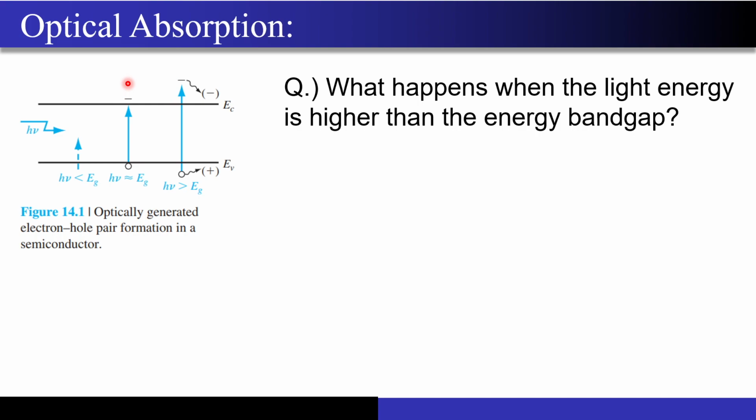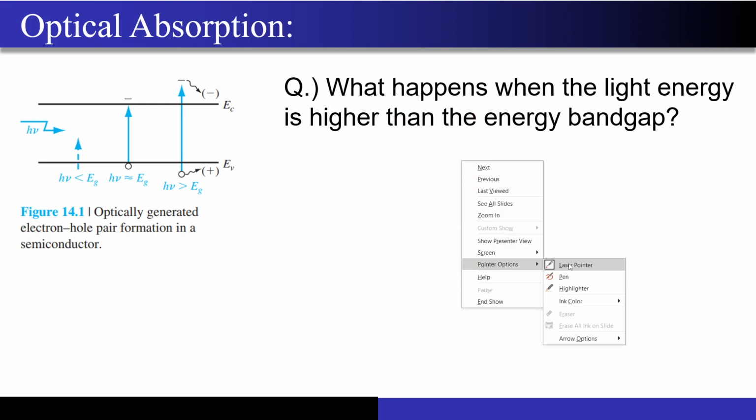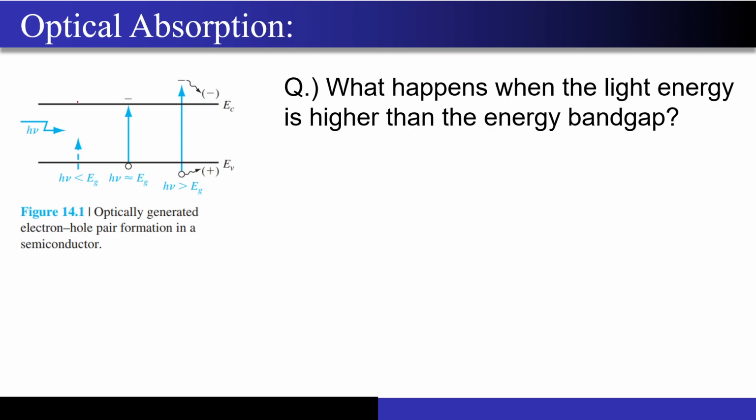Now, a very simple question that I have asked over here is: what happens when the light energy is higher than the energy band gap? Three scenarios have been shown here. This diagram has been taken from Donald Neamen. When the light energy is smaller than the band gap energy, the light just passes through the material. When it is equal to the band gap energy, it is sufficient to excite an electron from the valence band into the conduction band, so you get an electron hole pair.